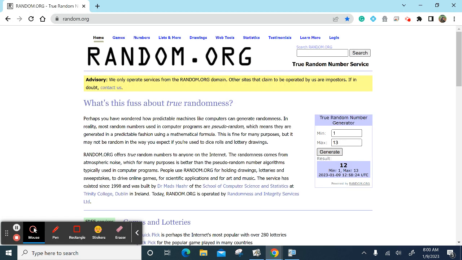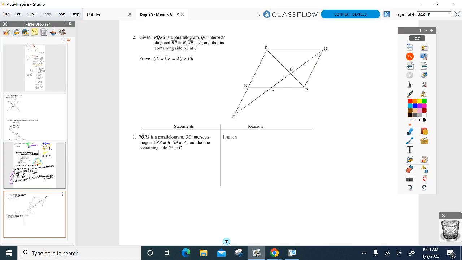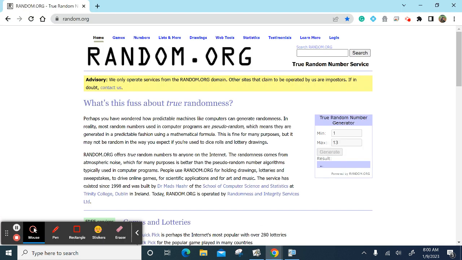What's the first side up in the proof statement? QC. Everyone look at QC. Can you identify a triangle that's definitely got QC as a full side? It's a big one, huh? What's that triangle that has QC as a full side? Let's go.